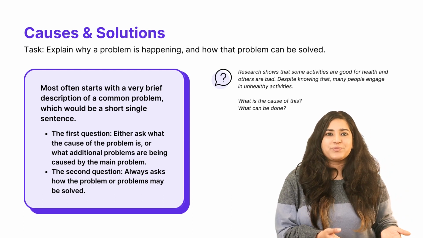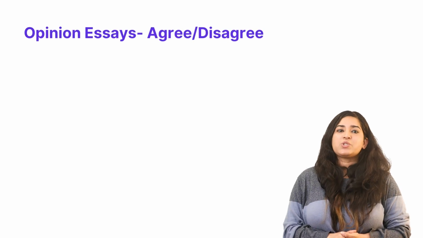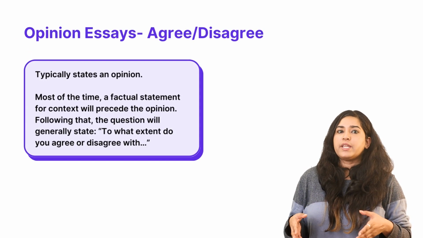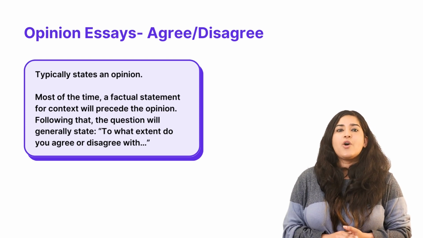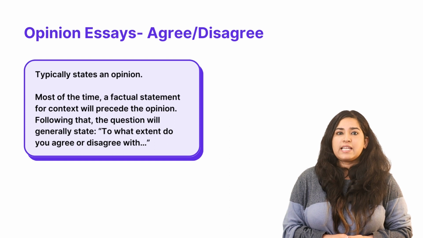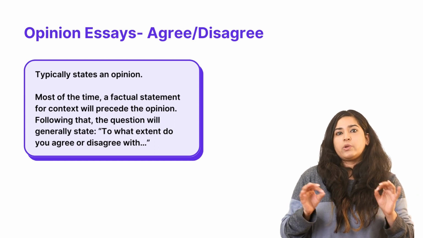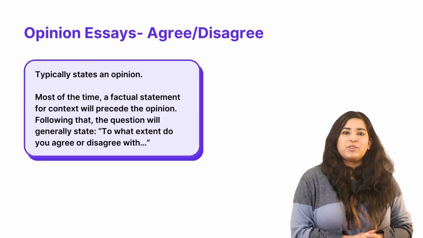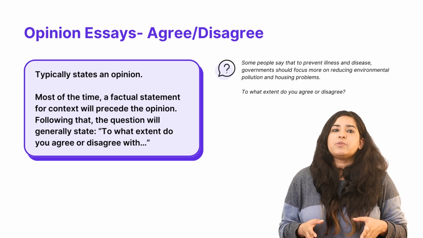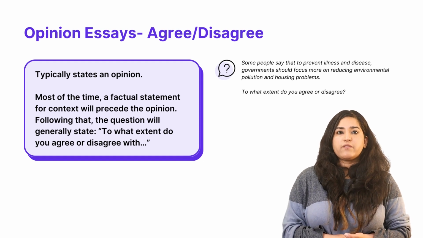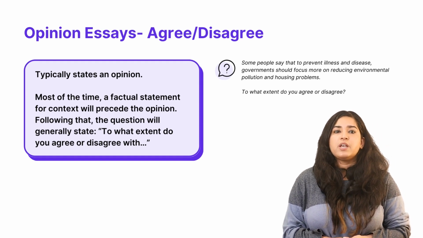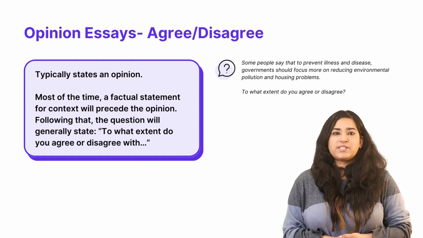What can be done? The next question type we're going to look at is agree or disagree question types, or opinion essays. When it comes to this question type, it will typically state an opinion. Most of the time, a factual statement for context will precede the opinion. Following that, the question will generally state, to what extent do you agree or disagree? Let's look at an example of this. Some people say that to prevent illness and disease, government should focus more on reducing environmental pollution and housing problems. To what extent do you agree or disagree?